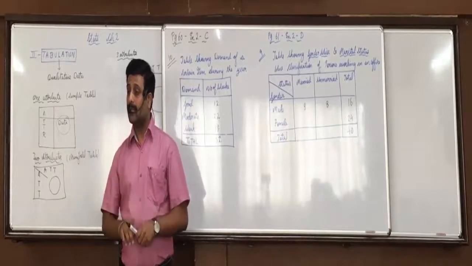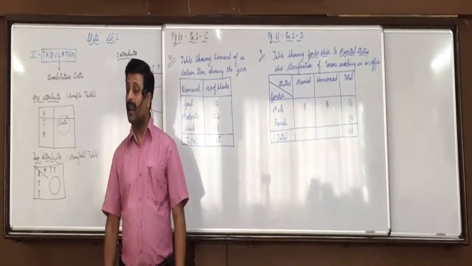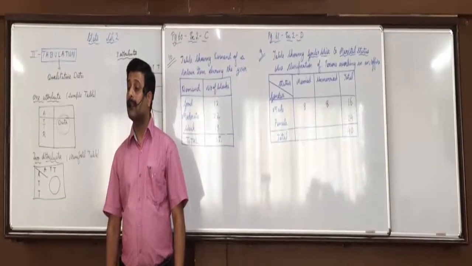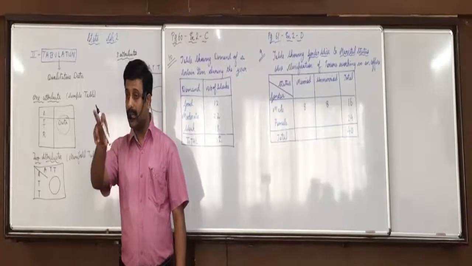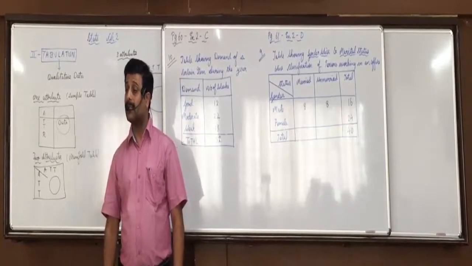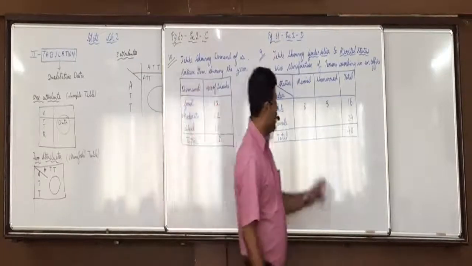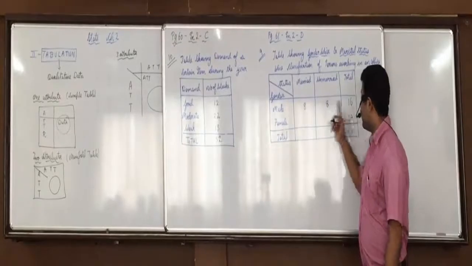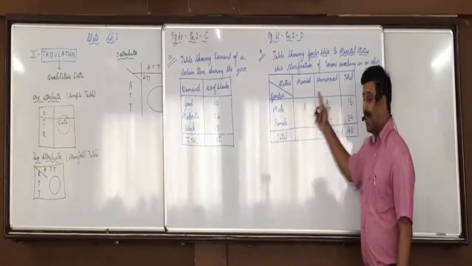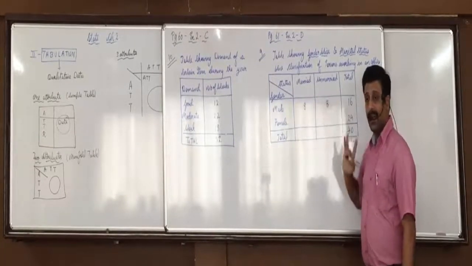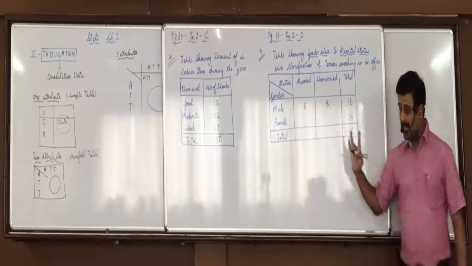Do it 16 into 50%. Total rate. Plus minus. How much? 8. Did you get that? So out of 16, 50% 8 are married, and 16 minus 8, 8 are unmarried. Understood that? Everyone is clear up till here?